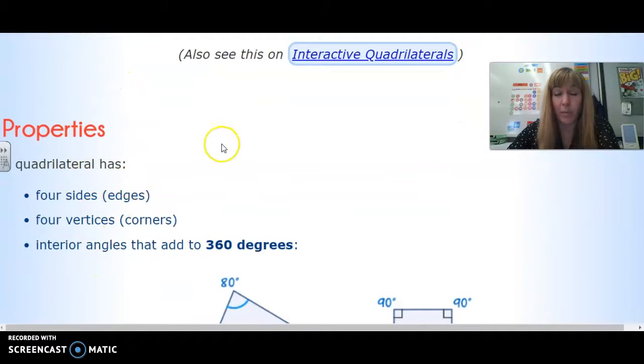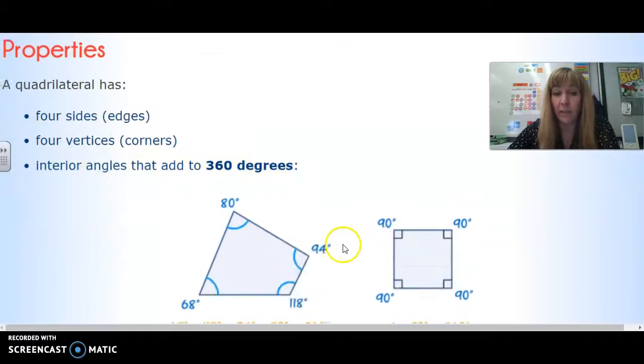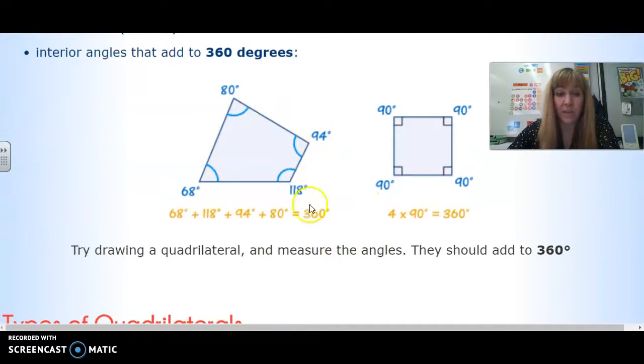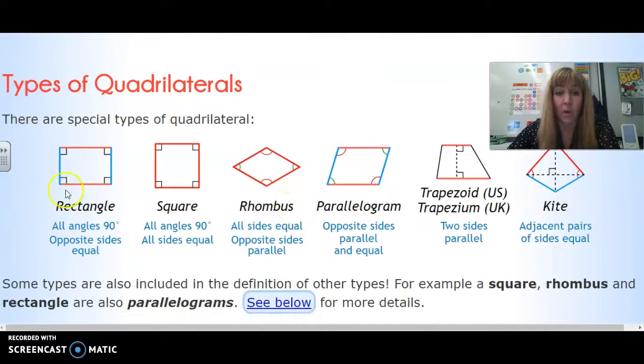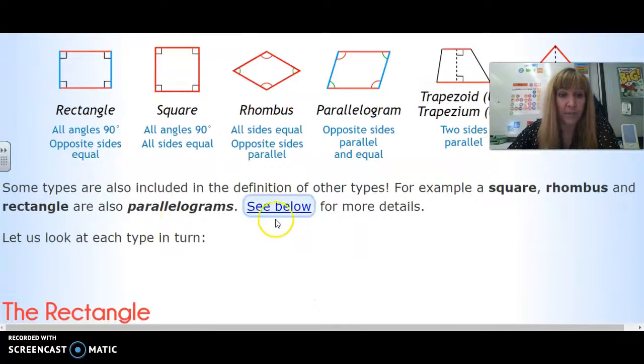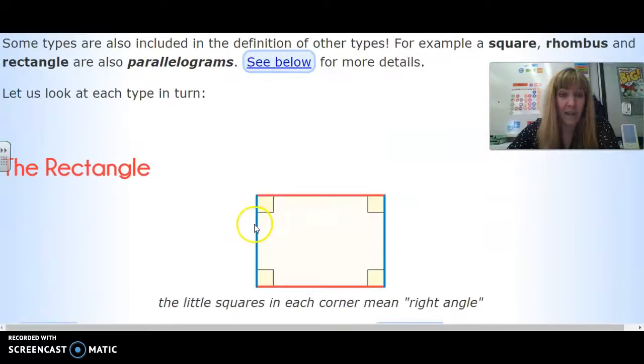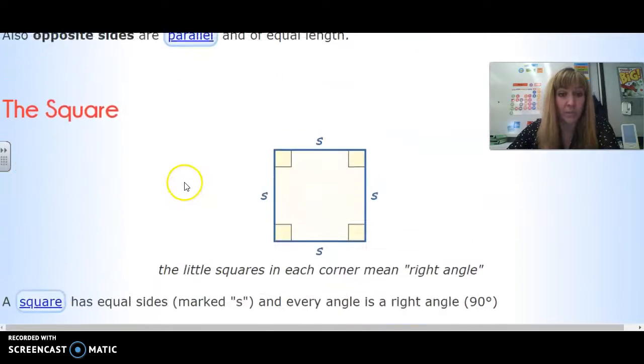Okay, so if you click buttons over here, it talks about the properties. These are the attributes that we have been talking about as well. About quadrilaterals, everything has 4 sides. There are 4 corners. And when you measure the inside angles, they all add up to 360 degrees. Okay, so all the types of quadrilaterals like we talked about yesterday. And then it goes through each one.